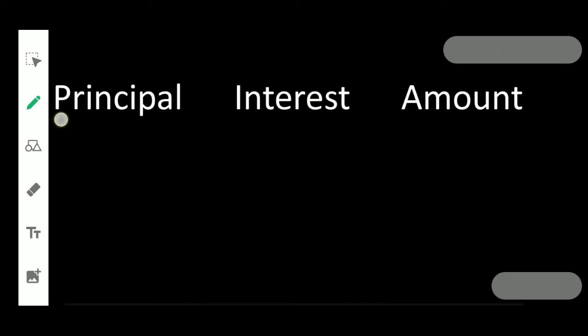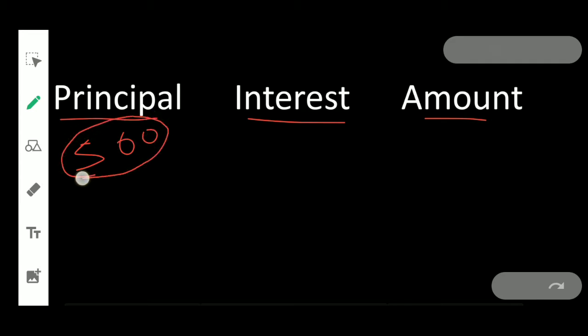So here's the concept: principal, interest and amount. For example, you have borrowed 500 rupees from your friend. That amount is called principal, and you have to pay some extra money for that. Let's say 50 rupees. 50 rupees is the extra money, that is called interest.